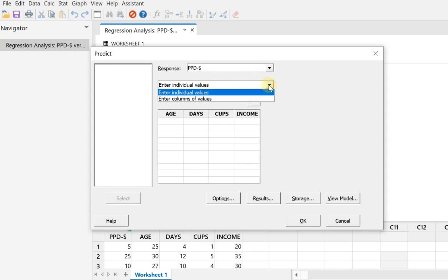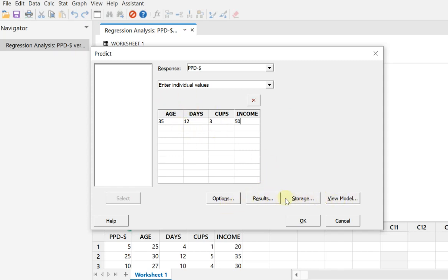And in here, what am I entering? Columns of the values? No, we're doing individual values. So remember, the person was, let's say, a 35-year-old person who visits a Starbucks 12 times a month and drinks 3 cups of coffee a day, whose income is $50,000. See? This way you don't even have to use your calculator. You let Minitab do this.